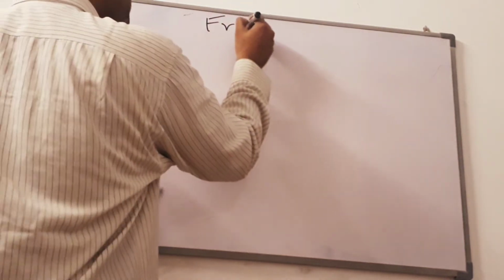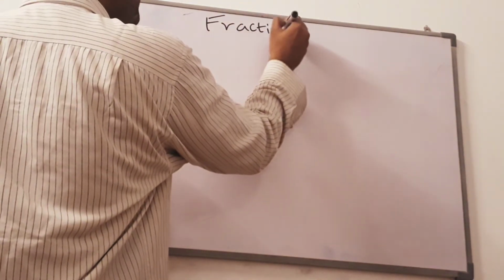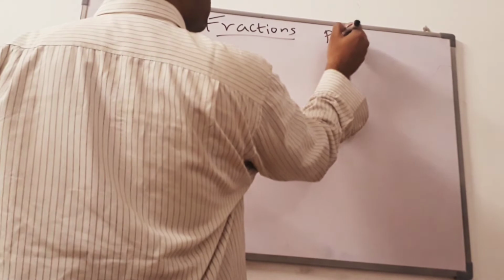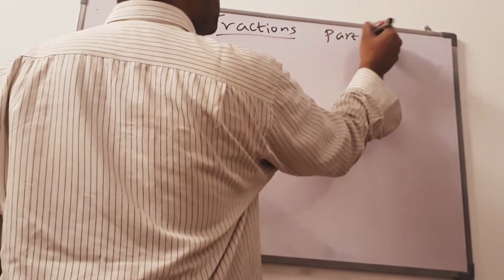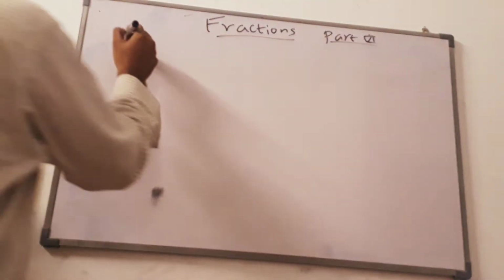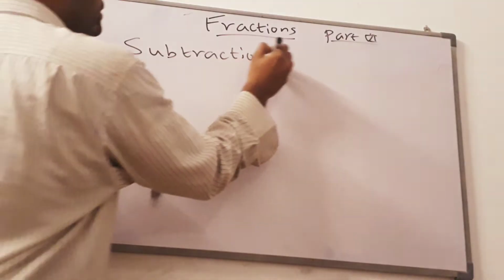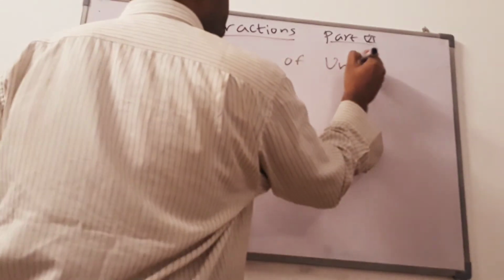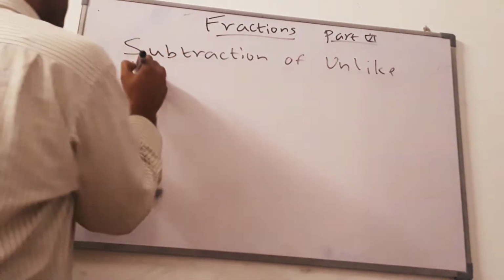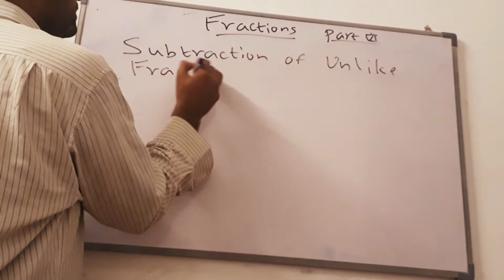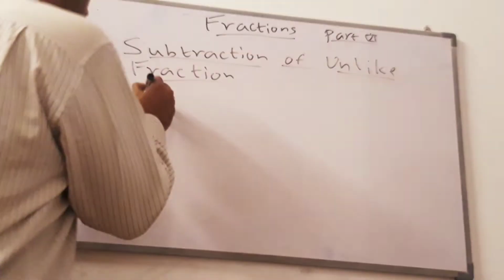Fractions part 6. Under this, subtraction of unlike fractions, I am going to take a small example first. Half minus a quarter.